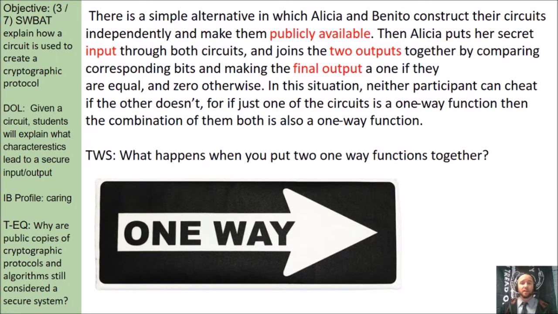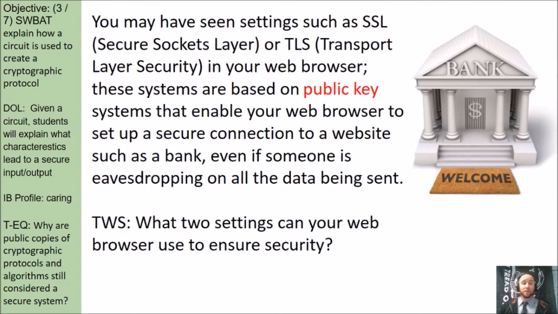There is a simple alternative in which Alicia and Benito construct their circuits independently and make them publicly available. Then Alicia puts her secret input through both circuits and joins the two outputs together by comparing corresponding bits and making the final output a 1 if they are equal and 0 otherwise. In this situation, neither participant can cheat if the other doesn't. For if just one of the circuits is a one-way function, then the combination of them both is always a one-way function. Think, write, share: what happens when you put two one-way functions together? And to bring this back to the real world, you may have seen settings such as SSL or TLS in your web browser.